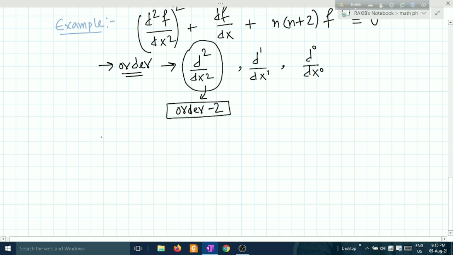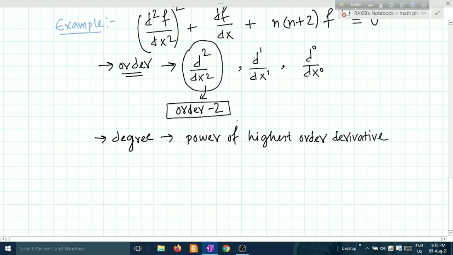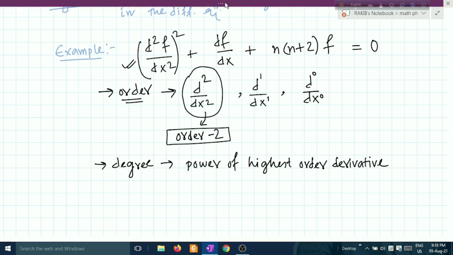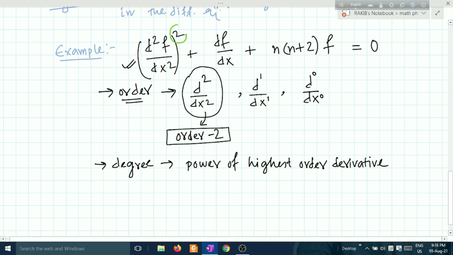And what is degree here? Just wait for a while. I have written earlier that degree is the power of the highest order derivative. Here what is the highest order? The highest order is the first term. Then what is the power of this term? The power is 2 here.